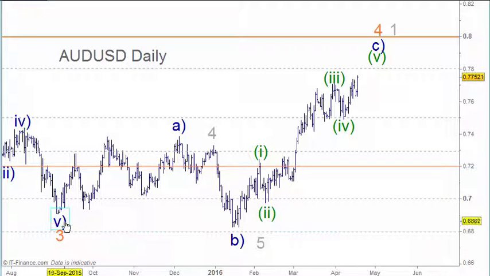Okay, so within that we're looking at an A wave, a B wave, and a C wave here in blue, which we are looking for 5 waves up through to here. So we're in the last leg at the moment. That could finish at the 78 here.